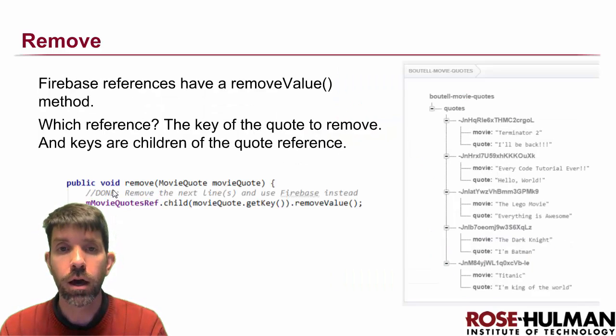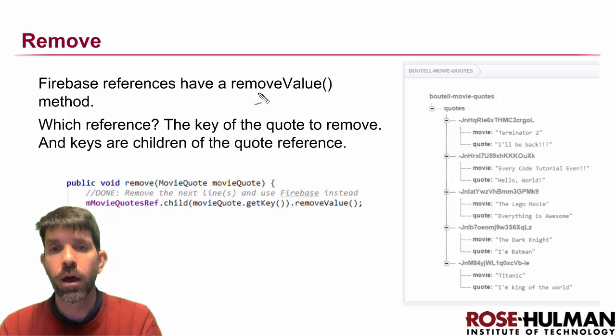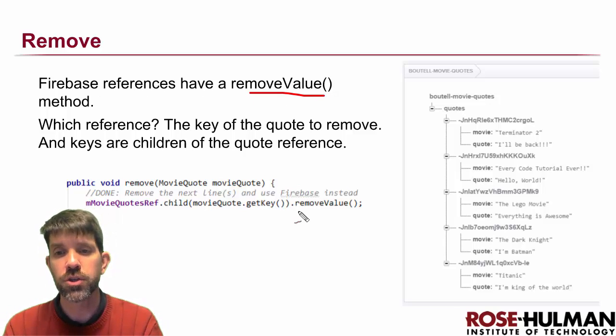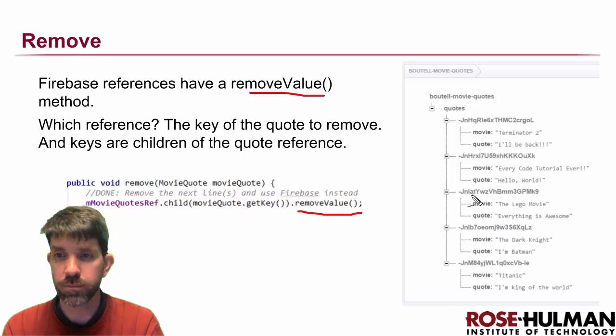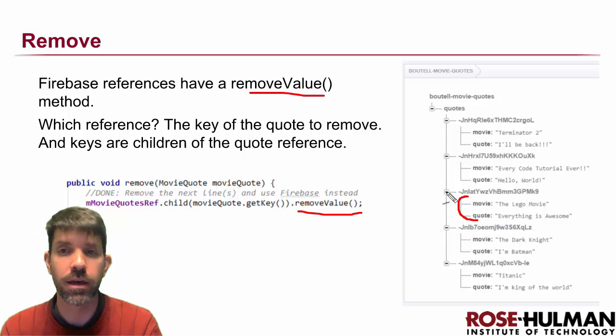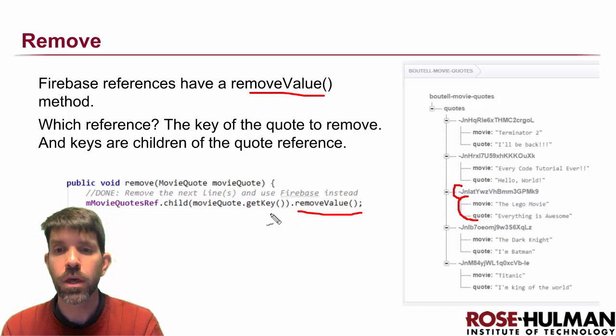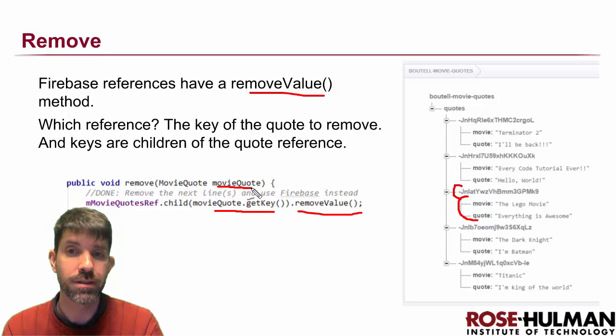Okay. So the first thing is that we have a remove value method here that we can use. So any Firebase reference has a remove value, and then you'd wonder, so what do you want to remove, right? So if I wanted to remove this value right here, how do I identify the Lego Movie, or how do I identify any other one for that matter? And they're identified by key, right? So we're going to have to somehow use the key of the movie quote that we want to delete. And again, this is why we're storing it locally here.